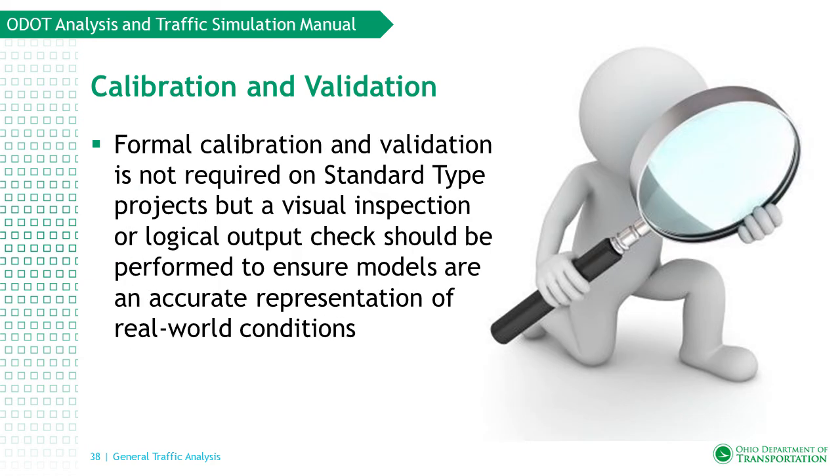The formal process of calibration and validation is not required on standard type projects. However, a visual inspection or logical output check should be performed to ensure models are an accurate representation of real-world conditions. For example, from field observations, it is known that a queue from a signalized intersection regularly extends 1,000 feet from the intersection. If a visual inspection of the Transmodeler simulation network or a review of the output does not show a queue length of this magnitude, the model should be tweaked to match real-world observed conditions.